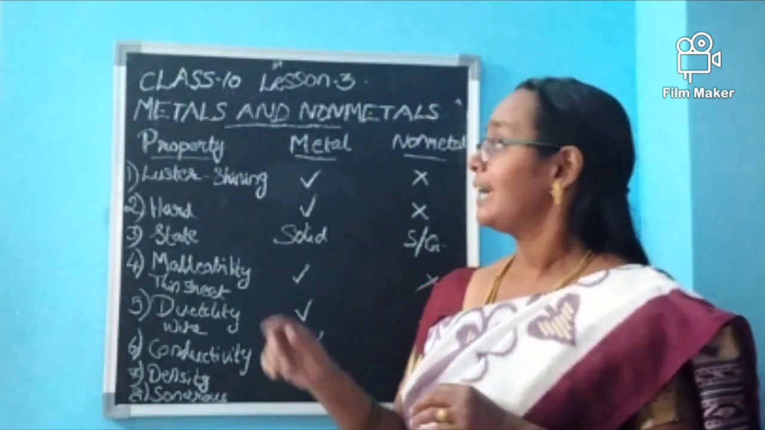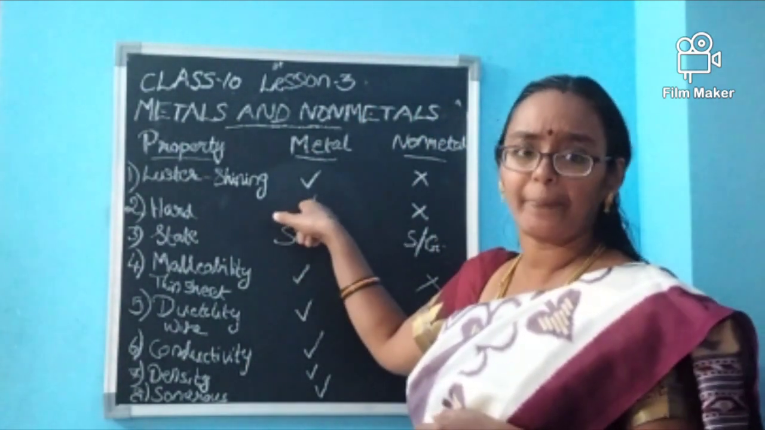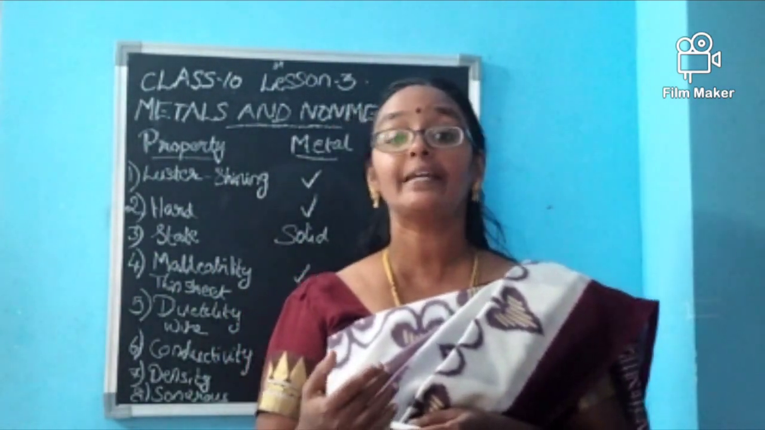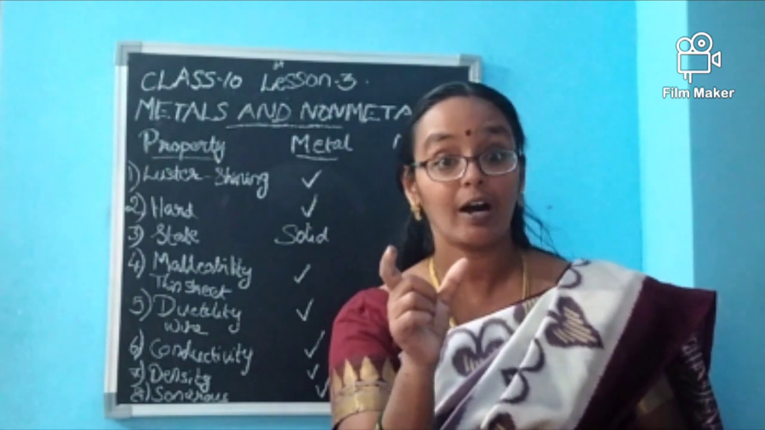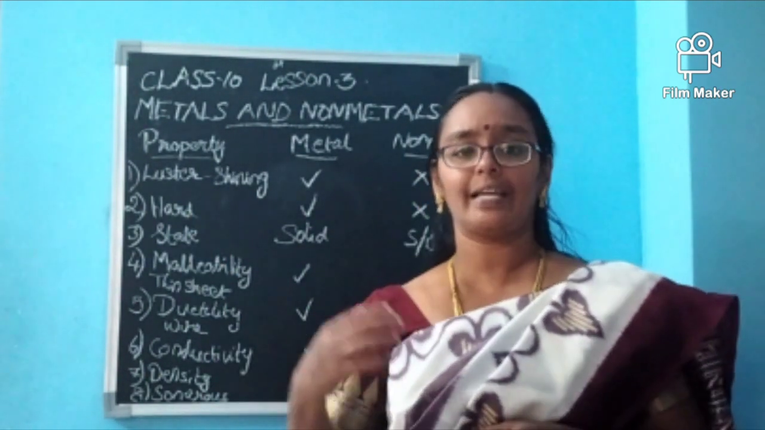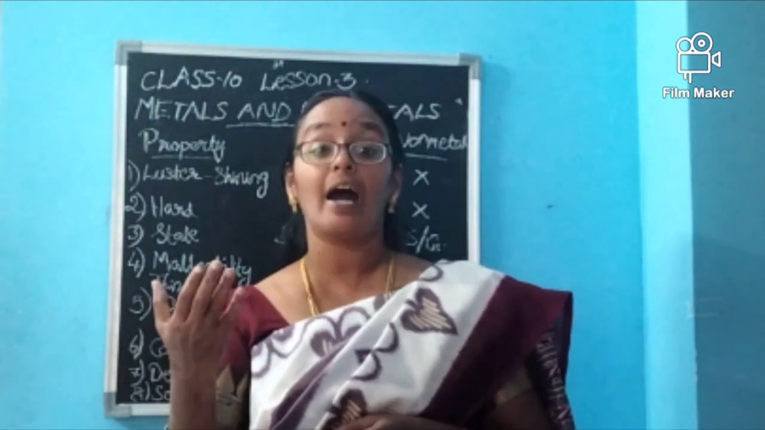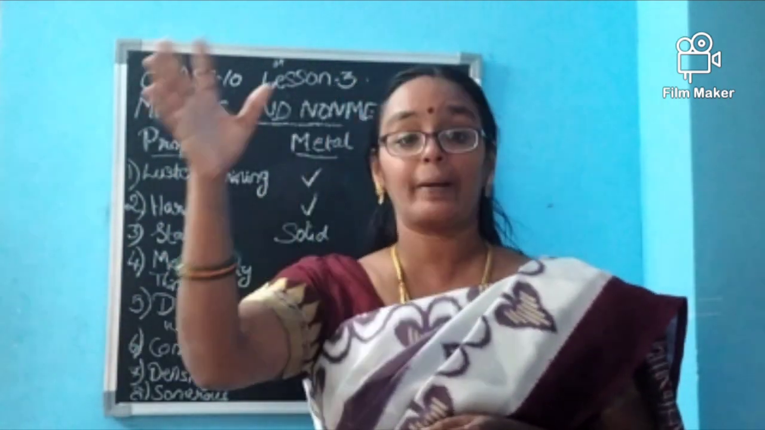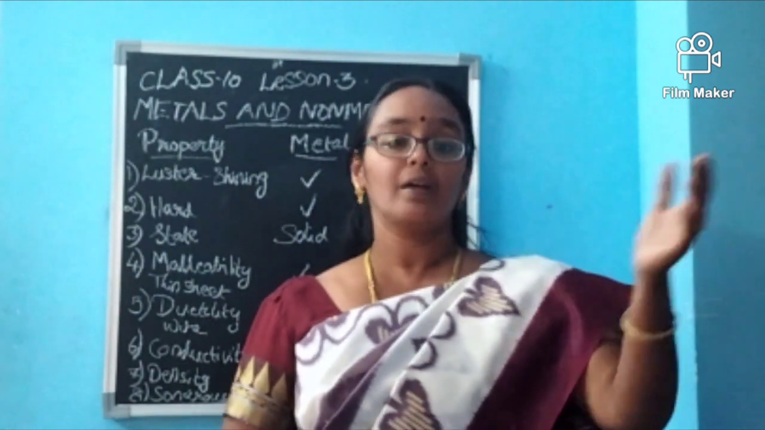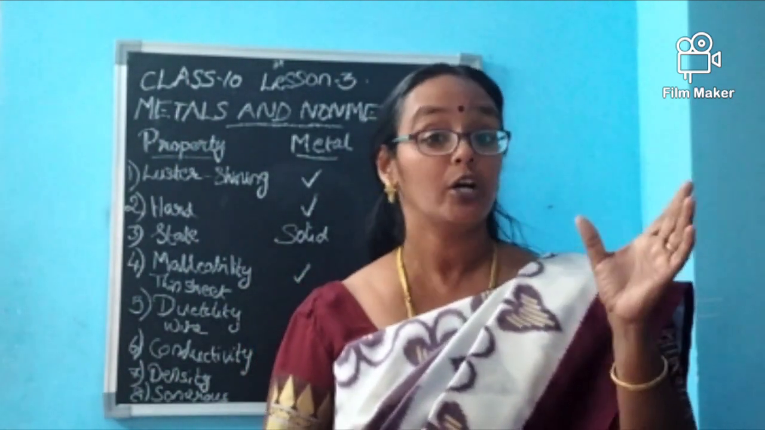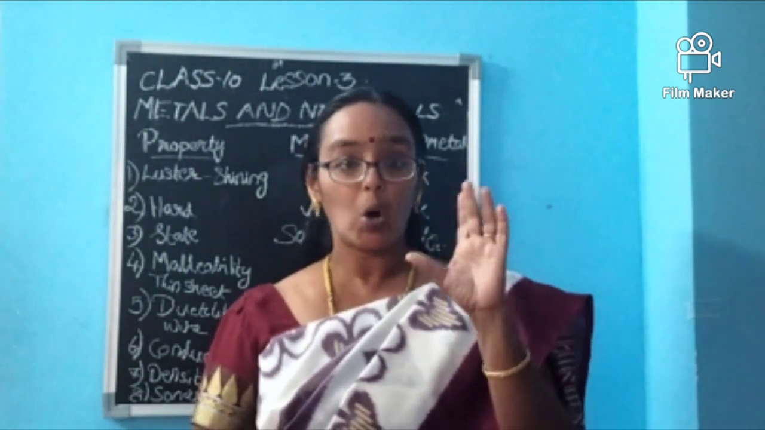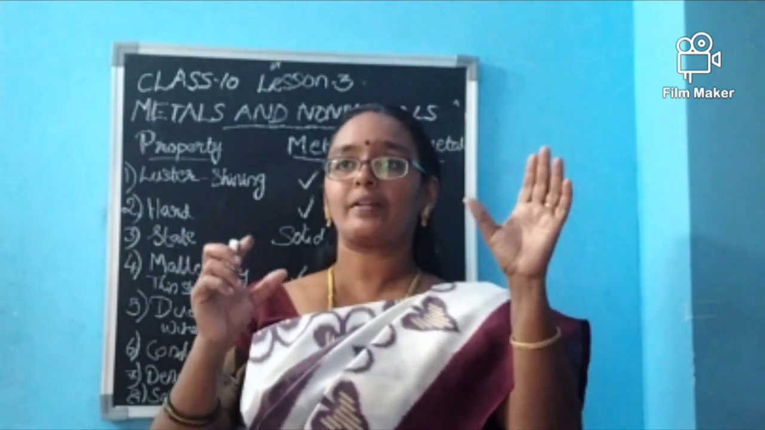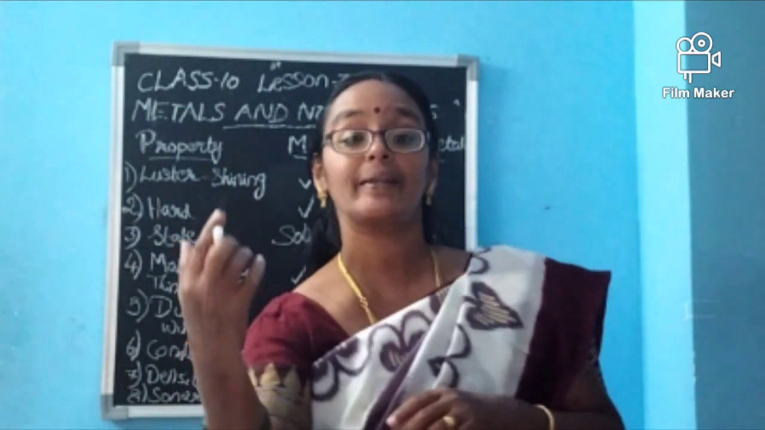Is shining appearance there in metals or non-metals? Shining appearance can be seen in metals. For non-metals, you can take the example of wood, or coal, coke. You learned in 8th standard, coke or coal is made of carbon only. That much black it will be. So consider that as the non-metal, and for the metal, take gold or iron.